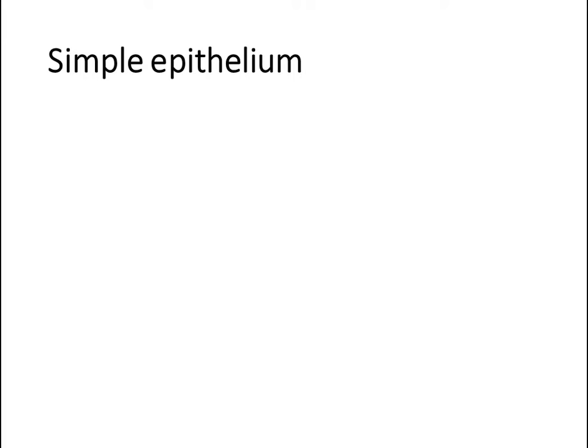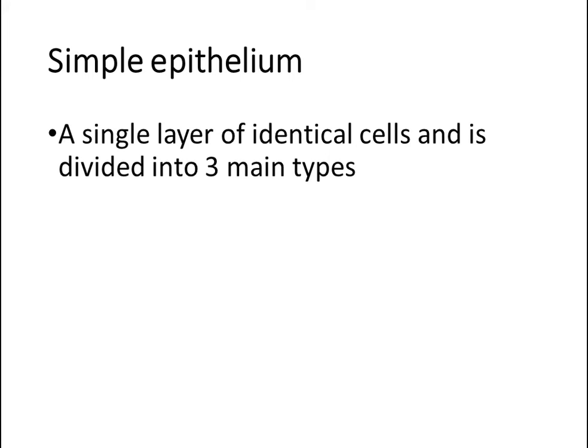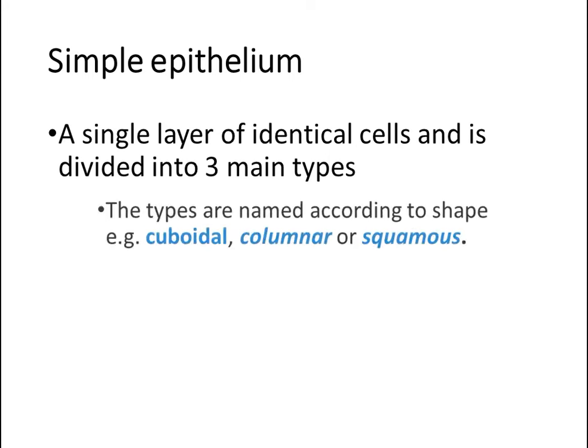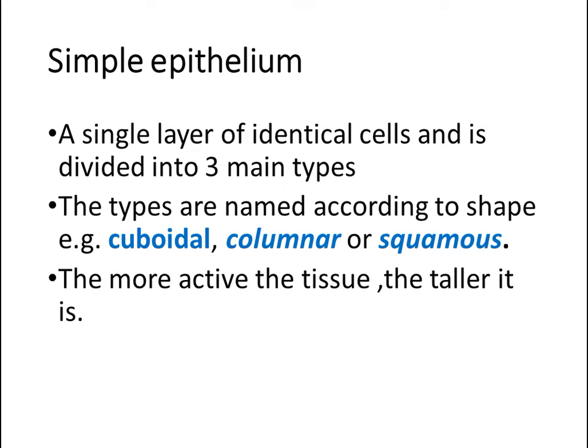A simple epithelium is a single layer of identical cells. This simple epithelium is divided into three, the ones we've already mentioned: the cuboidal, the columnar, and the squamous. The more active the tissue, the taller it is.